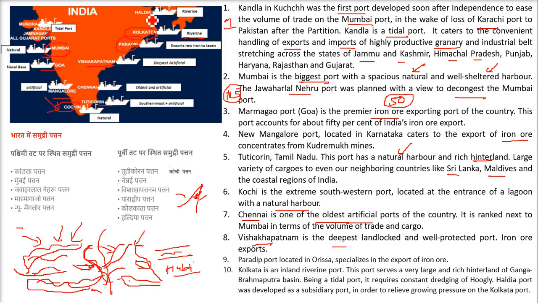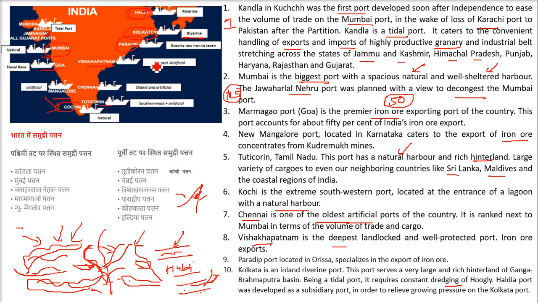Then we have Kolkata here, and then supporting Haldia. Kolkata is an inland riverine port. I told you about Hubli. This port serves a very large and rich hinterland of the Ganga-Brahmaputra basin. It is a tidal port. It requires constant dredging of the Hooghly river, because whenever a river goes to the sea, it has a lot of sedimentation in it. So that has to be cleared. That is, it requires constant cleaning or dredging of the Hooghly, of the sedimentation.